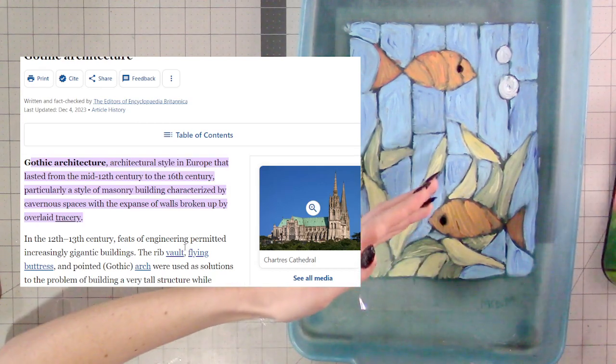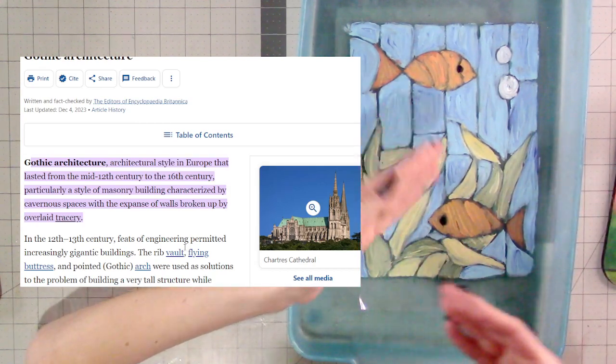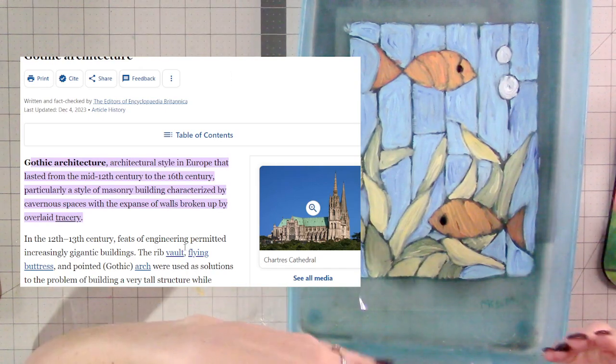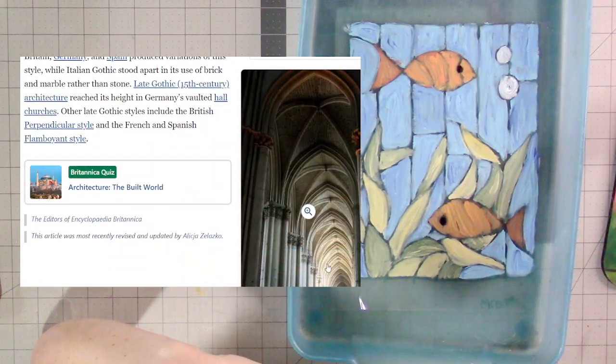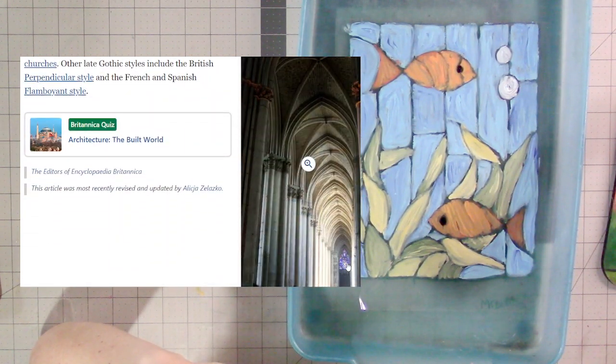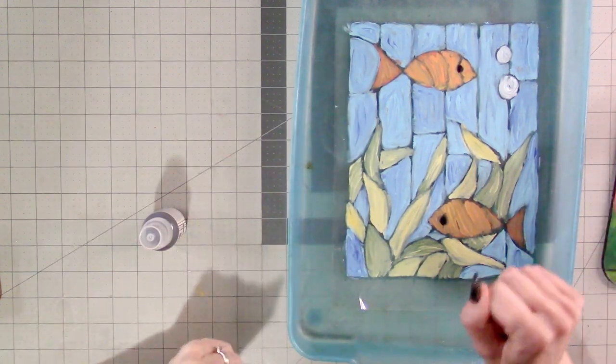But why would I choose architecture to go along with this lesson? Well, who can tell me why? Yes, Gothic architecture featured a lot of stained glass. There you go, right back there. Very good. Now we can get our supplies out.